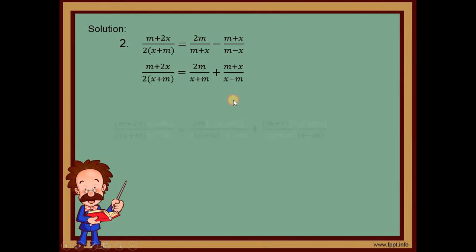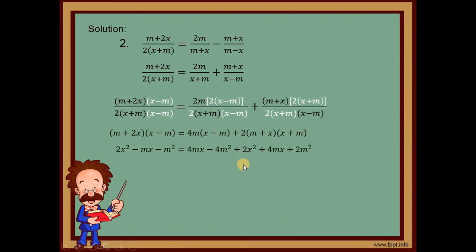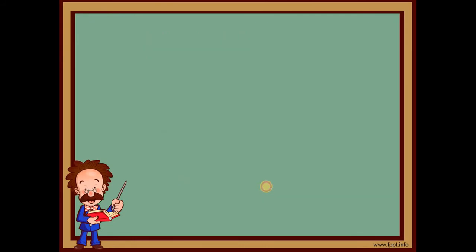Next, same denominator. Next, combine the numerators. Next is to simplify. Next is combine similar terms. So we have m squared equals to 9mx. Next, divide both sides by 9m. This will give us m over 9 and we're done. Now, let's proceed to question number 3.